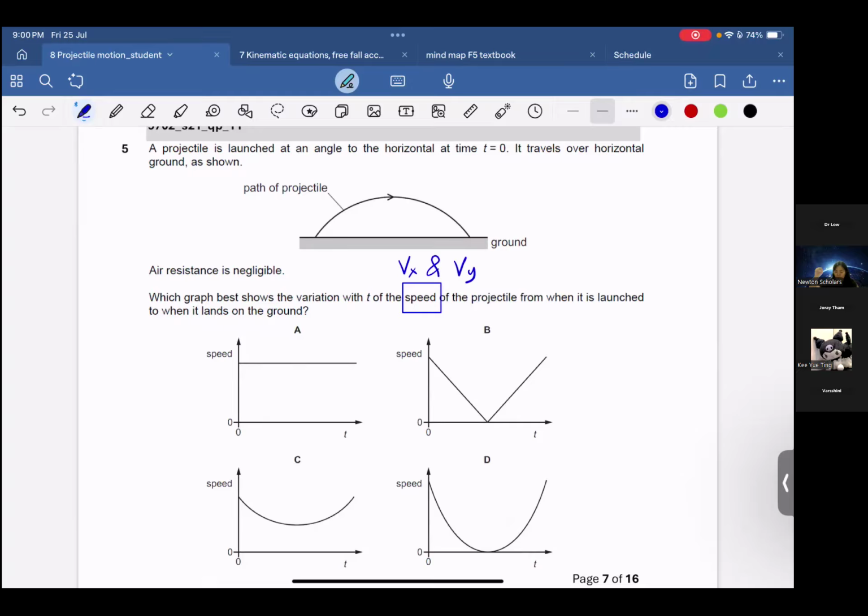Okay, when it is launched and when it lands on the ground. So, boys and girls, I let you think: what is the most probable answer? Which one, A, B, C or D, will be your answer? Is it possible for A, B, C or D? Which one is the correct answer? What graph can represent your speed and time? Here the speed actually has two components. We have x and y.